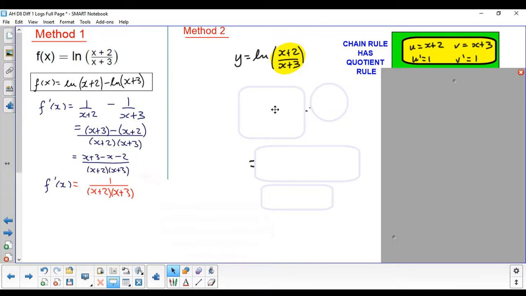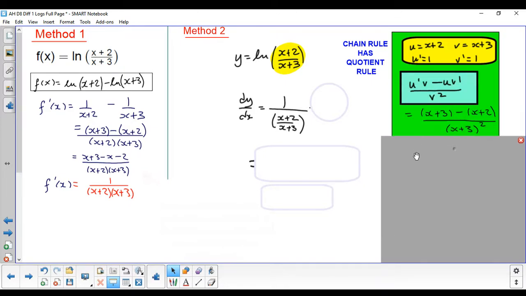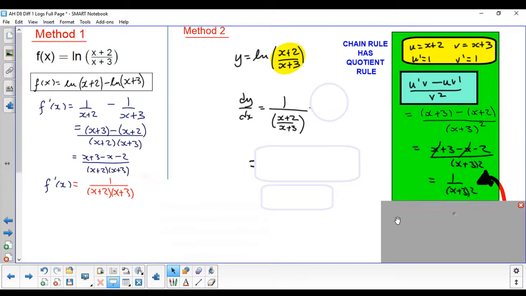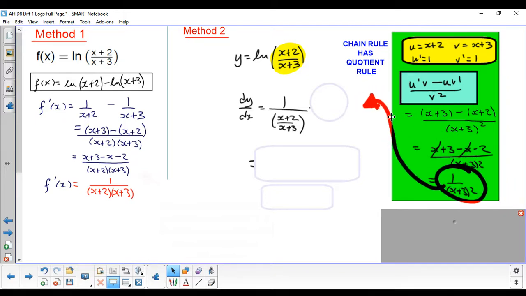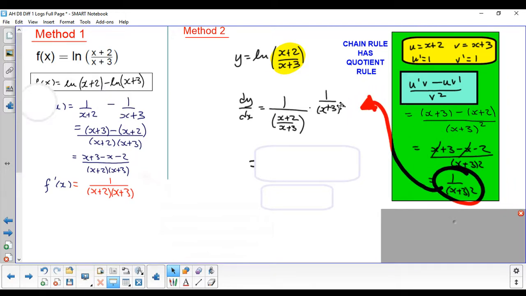So it will be 1 over the x plus 2, x plus 3. But what about this coming out as the chain rule? You would have to call that u and v and use the quotient rule. So then you would have u dash v minus uv dash over v squared. The top still goes to 1, which is quite nice. And then after that, you have to realise that that is what's going to go in where the chain rule is. So that's really complicated.